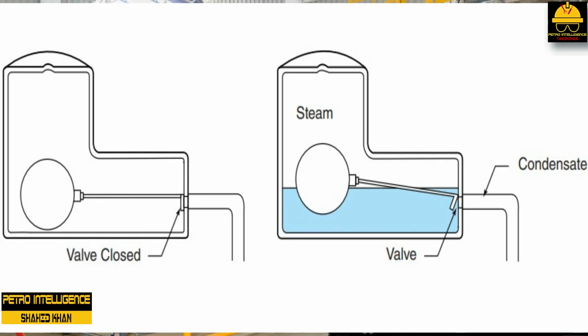Float traps are not designed to handle non-condensable gases. Non-condensable gases can keep the float trap from operating properly. This condition is referred to as being airbound.